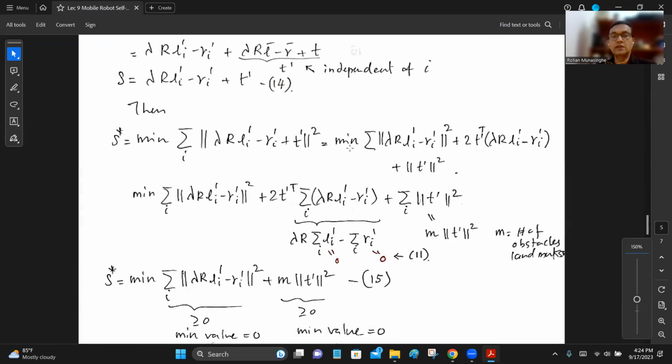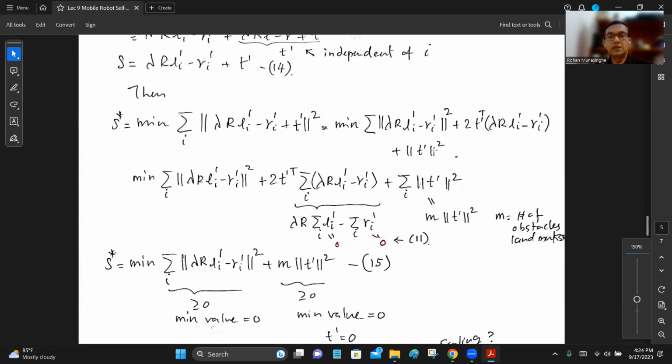Right. So then you can expand the Euclidean norm square into individual terms. In the middle, you get the first one, lambda R Li dash minus Ri dash, the first two terms, square, plus 2 times T transpose, lambda R Li dash minus Ri dash. So you get the product between the two. This transpose comes because these are vectors, column vectors, and when you multiply two vectors together, one becomes a row and the other one is the column vector. So the transpose is required, okay?